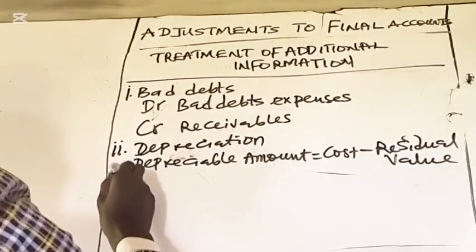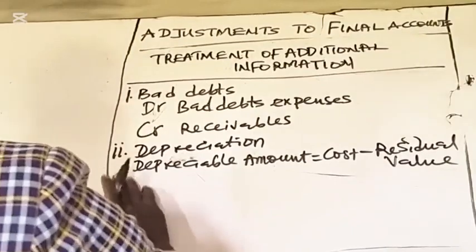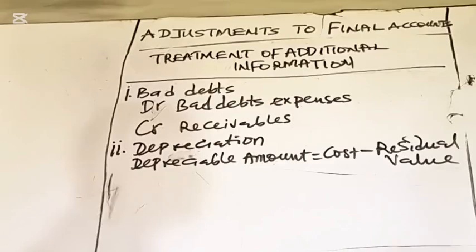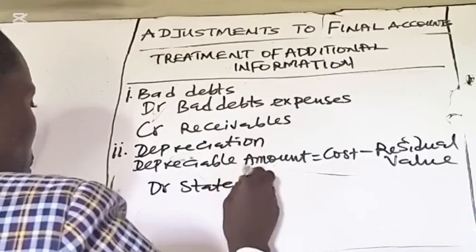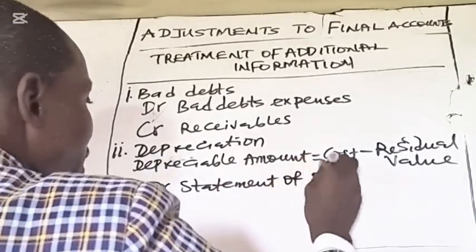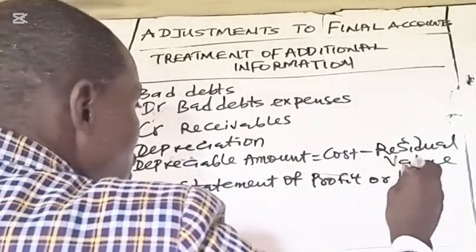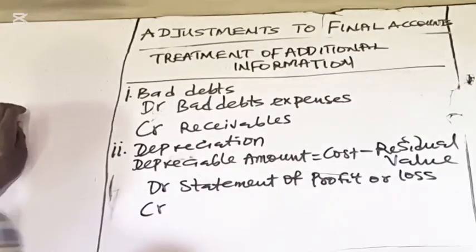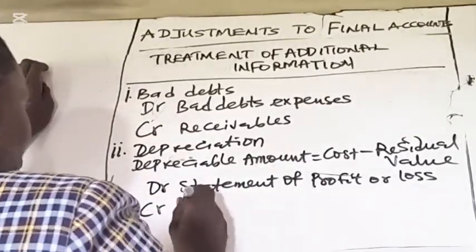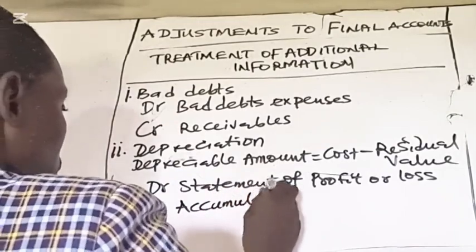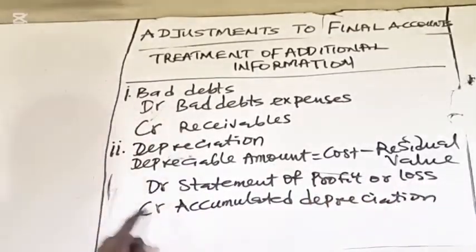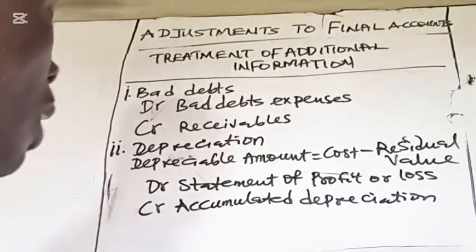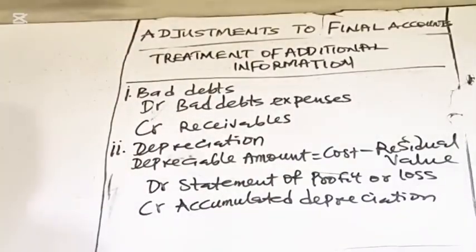So how do you treat your depreciation? Depreciation, you charge it as an expense in the statement of profit or loss. You debit profit or loss, and credit accumulated depreciation. The balance in accumulated depreciation will be used to reduce your tangible non-current asset in the statement of financial position.